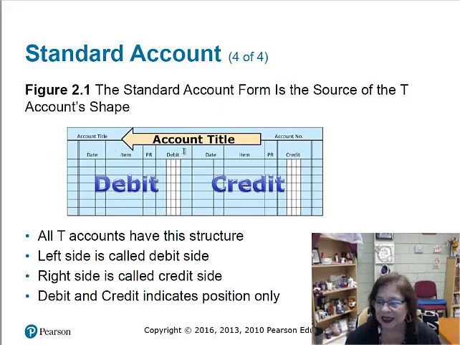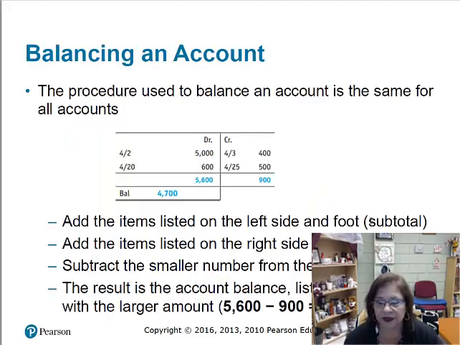This is what we call a T account, and the reason why is because it's in the form of a T. We have your date and your item and your credit. So you have a debit and a credit. And the rule of thumb is this. For every debit, there's a credit. Debit on the left side, credit on the right side, okay?